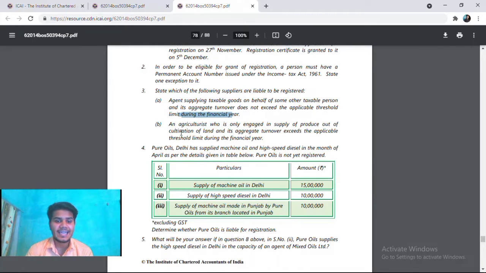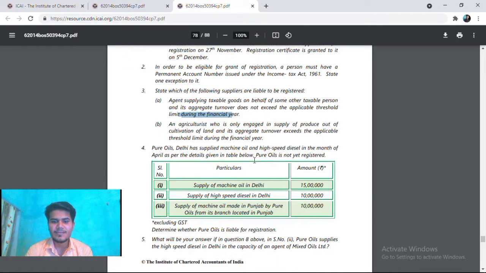So we know as per section 23, an agriculturalist who only engages in supply of produce out of cultivation of land is exempt from taking the registration, even though his aggregate turnover exceeds the applicable threshold limits mentioned in section 22. Okay. Next, question number 4.